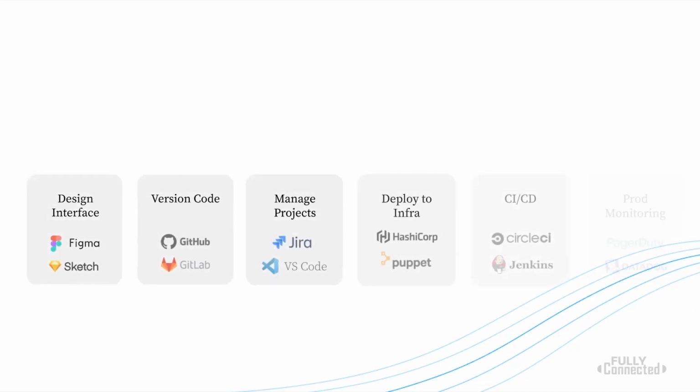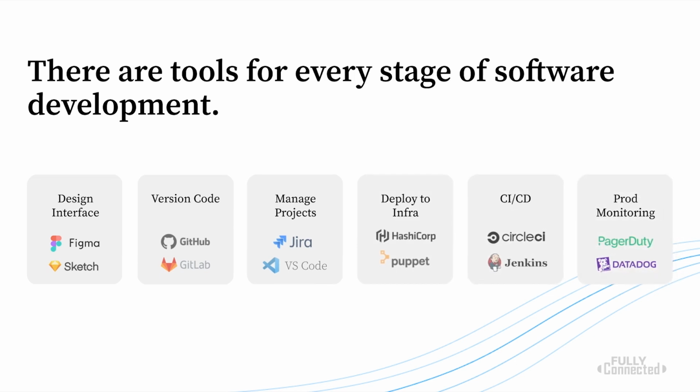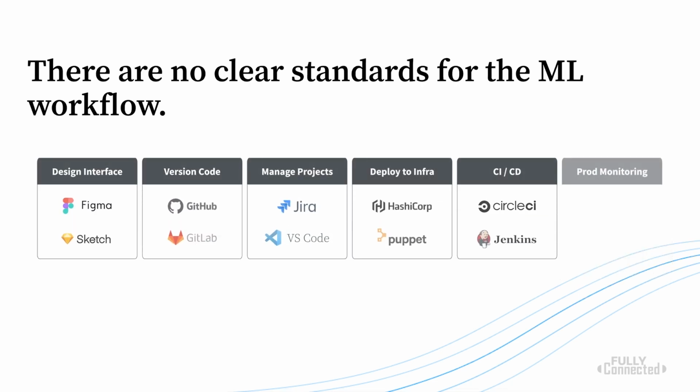There's a tectonic shift between the software workflow and the ML workflow. There are tools for every stage of software development, but there are no clear standard tools for the ML workflow. We're missing a standardized industry process for moving models from training through production. What does a sample machine learning workflow look like?